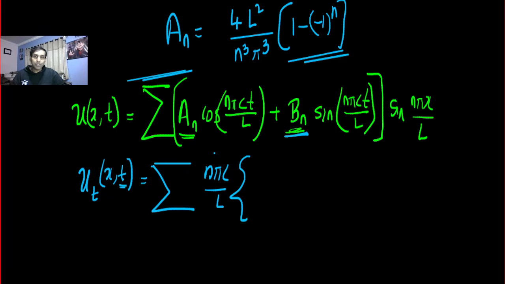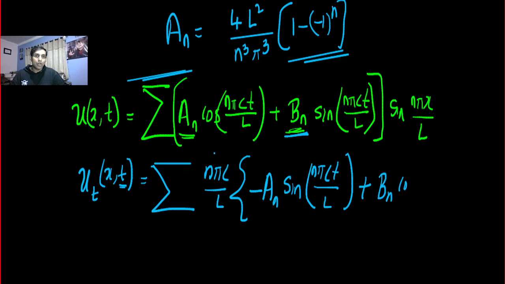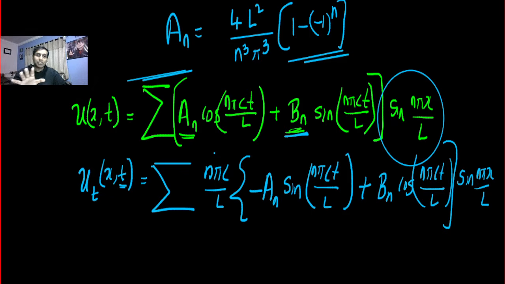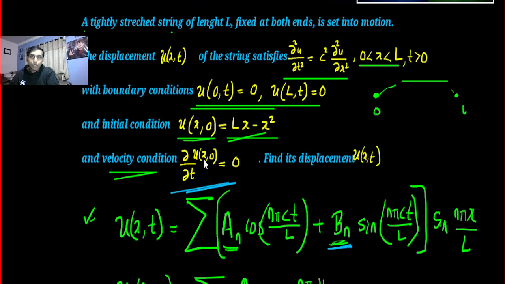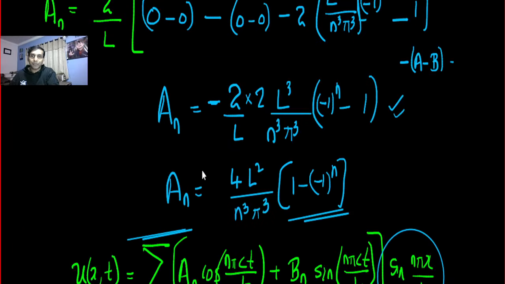And then this cos is going to become minus sine. So an sine n pi c t by l, and then plus bn cos n pi ct by l multiplied by sine n pi x by l. It's partial differentiation, so this stuff is a constant and you are differentiating with respect to t. Now the initial condition is given, so I'm going to put t equal to 0 because it's clearly given x comma 0. The derivative at x comma 0 is 0.